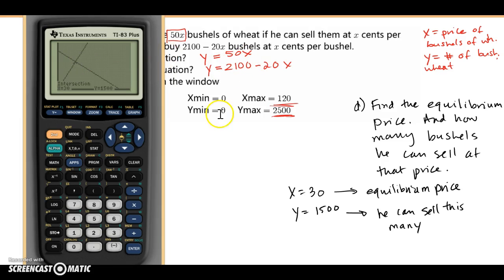We didn't graph it by hand, we used the TI. X stood for the price of bushels of wheat, and since where they intersect, they both meet each other and hit the equilibrium price, the equilibrium price is $30, and at $30, he will be able to sell 1500 bushels of wheat. So he will price it at 30 bucks and 1500 people will buy it. Scratch that, not 1500 people will buy it. He can sell this many bushels. Let's go write a sentence to clarify that.